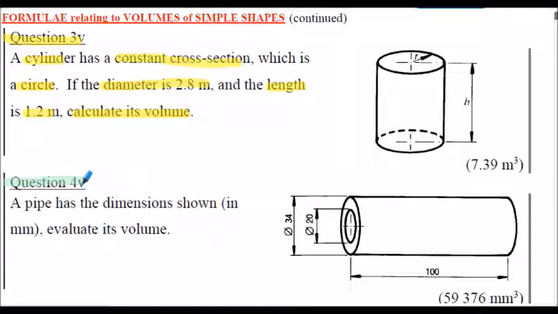In question 4v, a pipe has a dimension shown in the sketch here. Dimensions are in millimeters. We've got to evaluate the volume of this pipe. So we have the inside and the outside diameters of the pipe, and we have the length of the pipe. Answers to these questions are shown in the brackets. I'd encourage you to start the presentation and attempt these questions, but the full solutions are shown on the following slides.